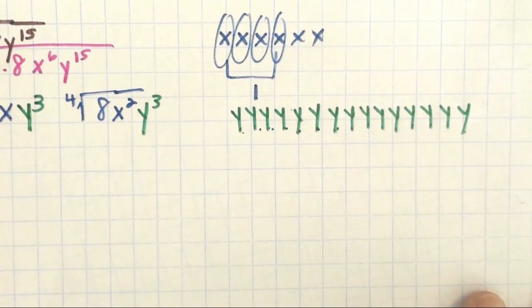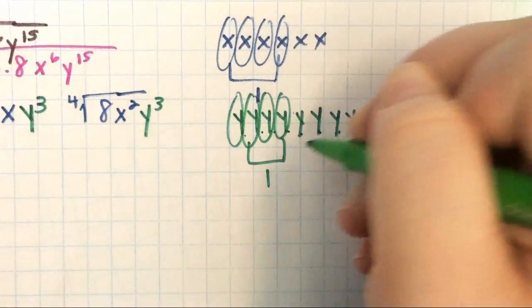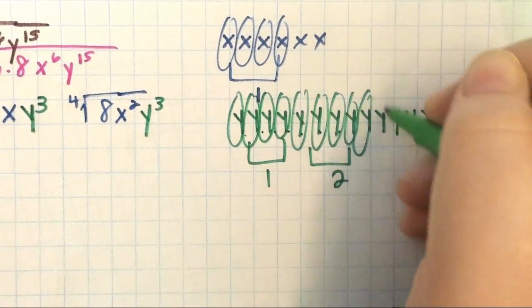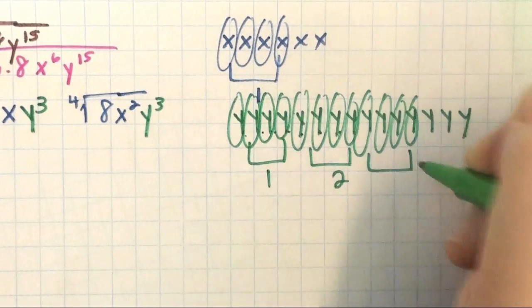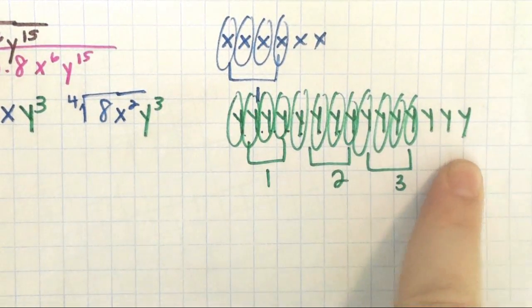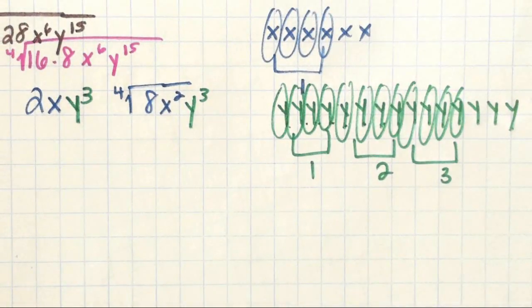You could always list them all out. I've got 1 set of 4. I've got 2 sets of 4. I've got 3 sets of 4. And then I have 3 left over. That's why 3 come out, and that's why 3 are left over. That's why this is the answer.